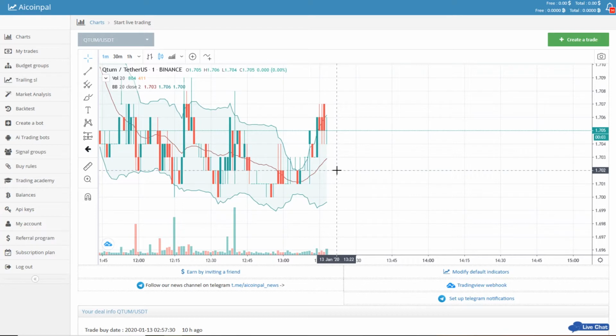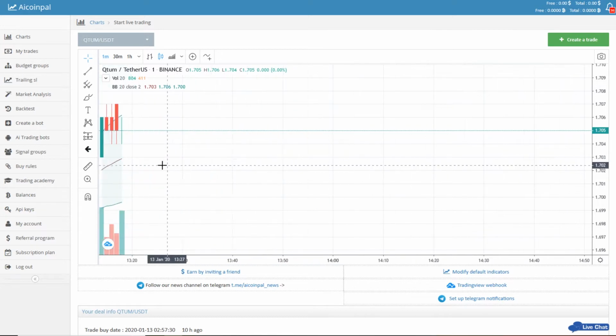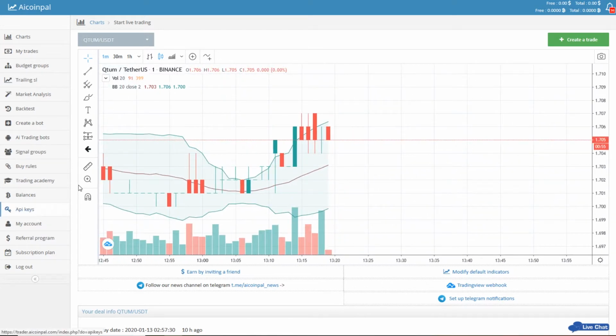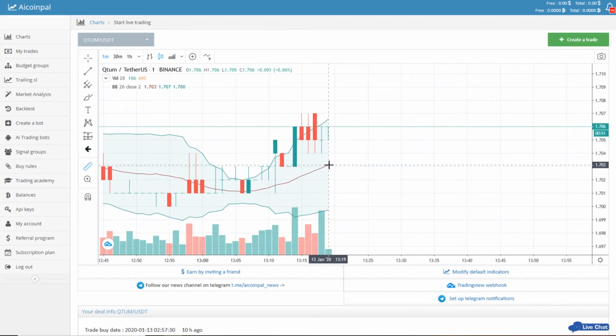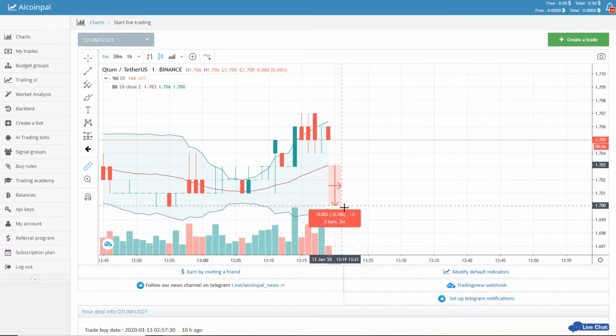So how does trader.aicoinpal use this indicator? It uses this indicator as a state. I will need to zoom in a little bit to understand this. First of all, this is the center line, the area from which the Bollinger Bands start to calculate. The upper line is only 0.2% higher, so it's really low volatility, and the lower line should be equal or close to equal. The price moved a little bit, but it's the same.